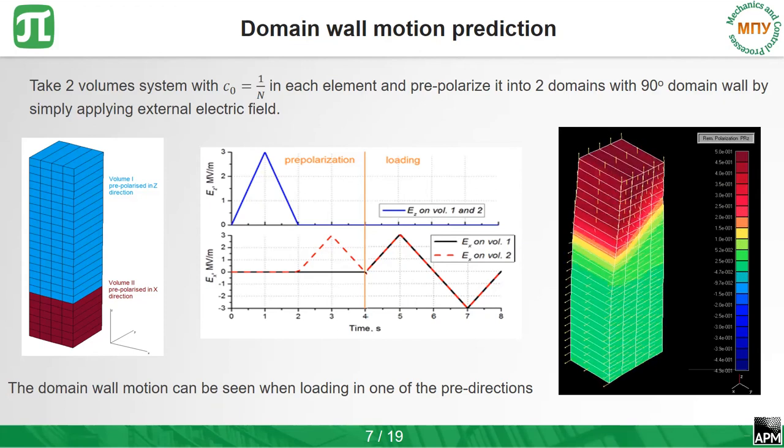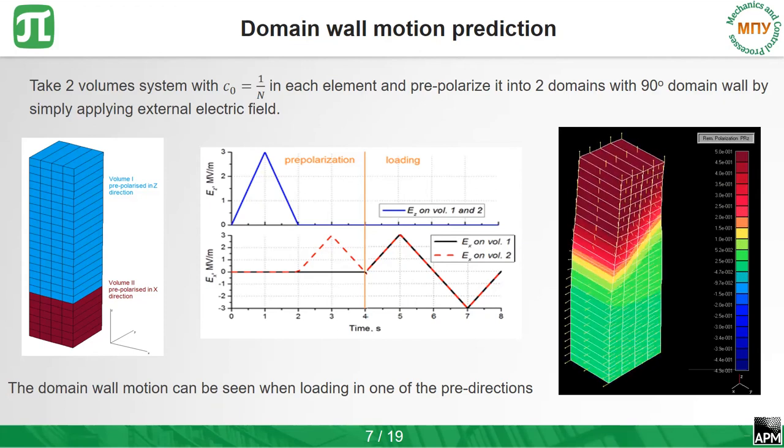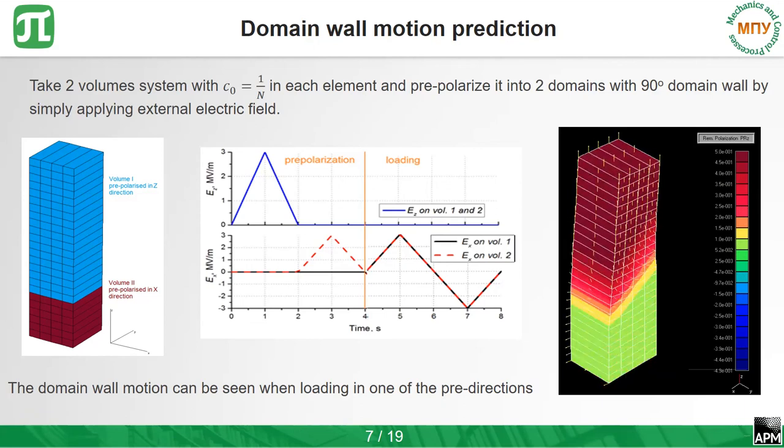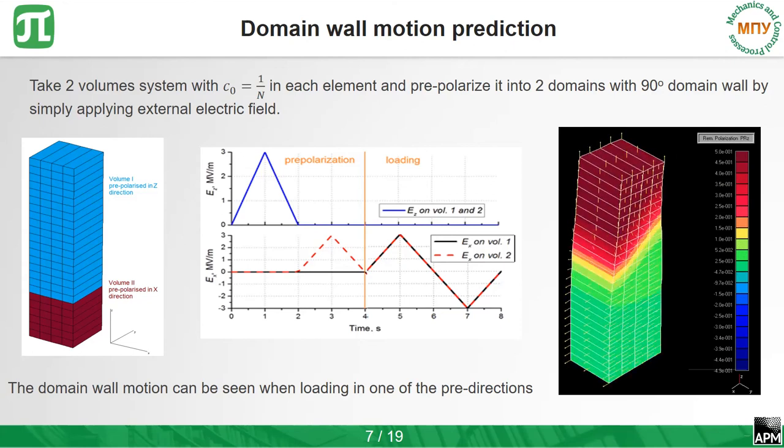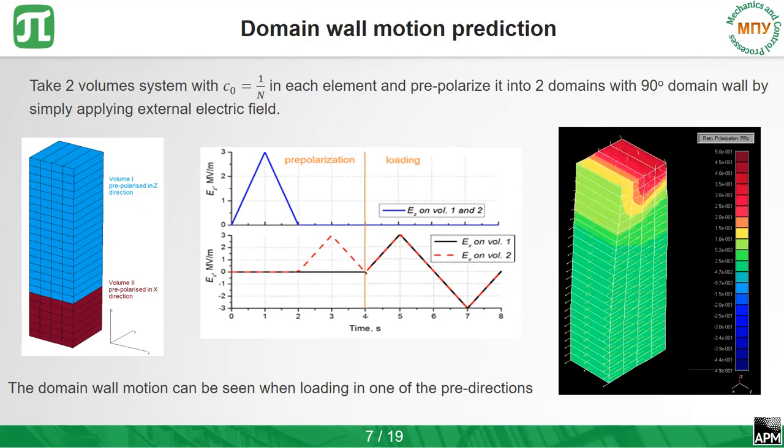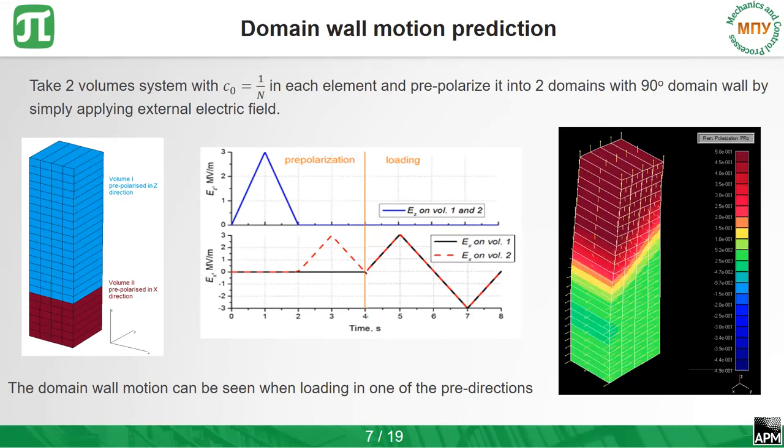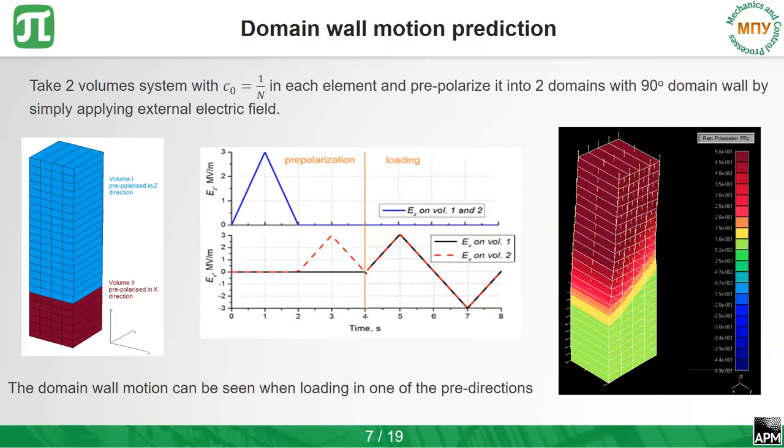So let's have a look at the system. If we have two volumes, they are like two domains, but in the initial state, they both have the volume fraction equal to 1 over n. So they both have all the six directions in them. And then we preload them. The upper volume is preloaded in that direction. The lower volume is pre-polarized in the X direction, as seen on the graphics, for the external field.